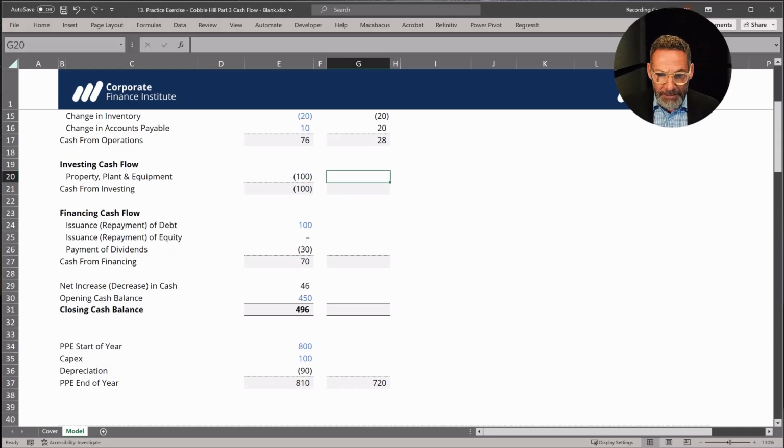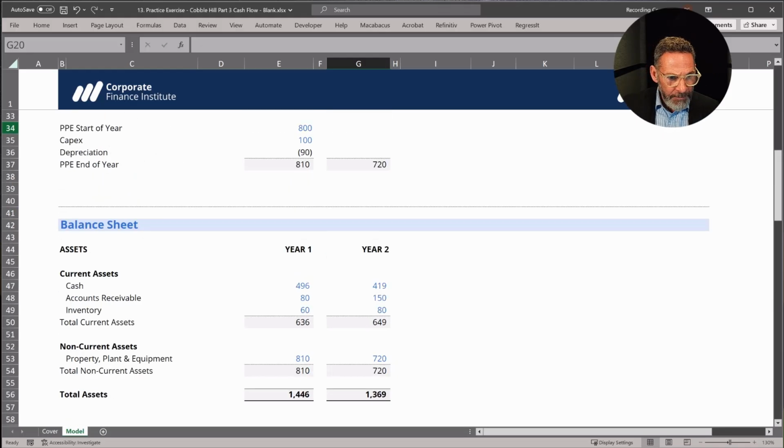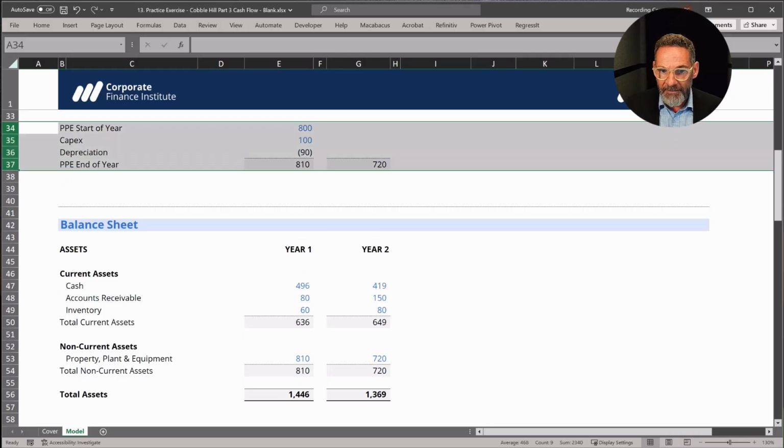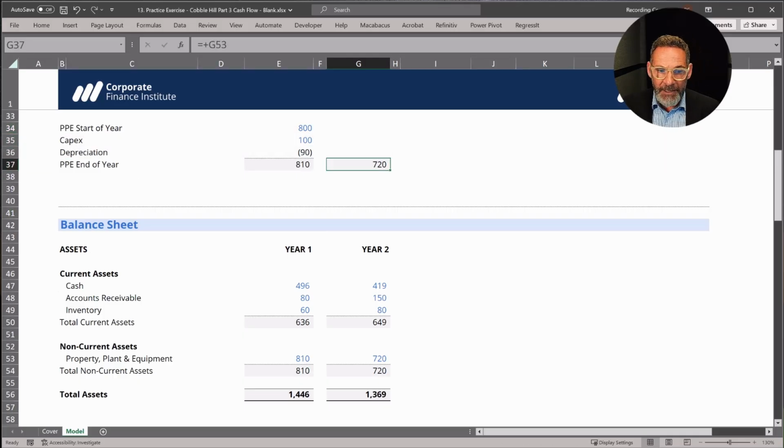So if we scroll down and we find row number 34 through 37, I've started filling it in. I'm just going to delete that. And what we're going to do is back out capex. What I mean by that is we can solve for capex, or capital expenditure, because we'll know what the opening balance is, the closing balance, and we know what depreciation is. And the number that makes it all balance has to be capex.